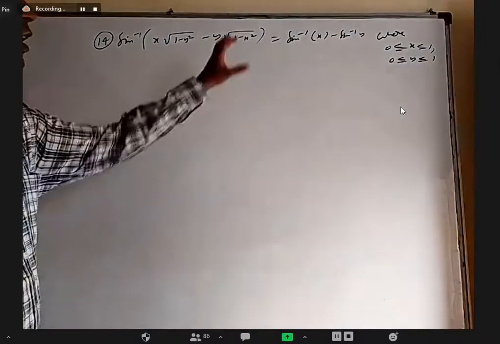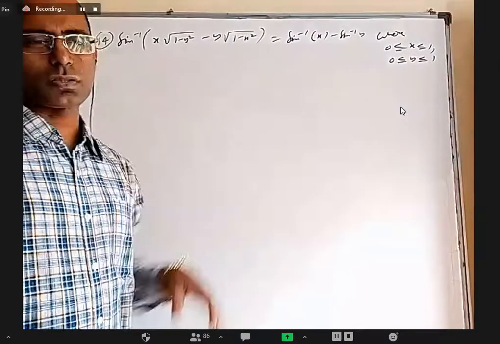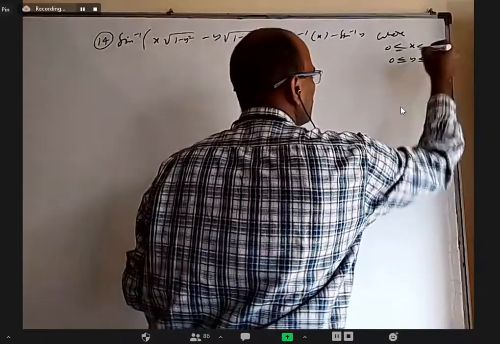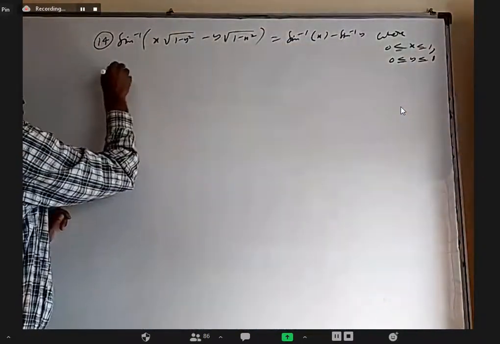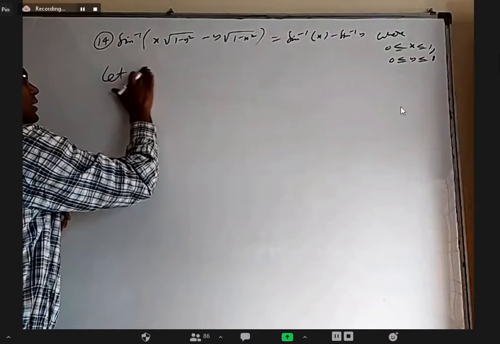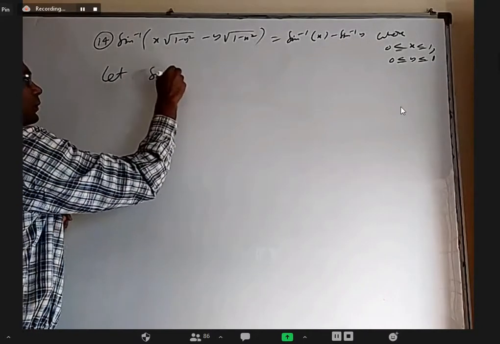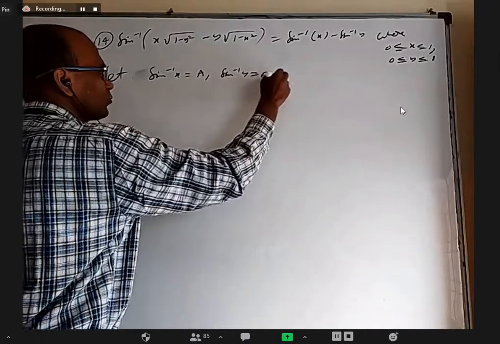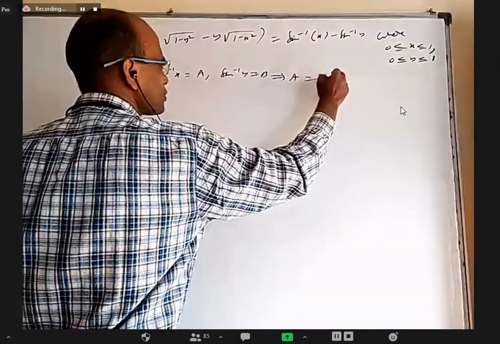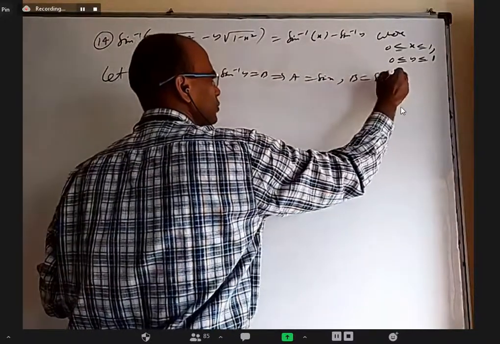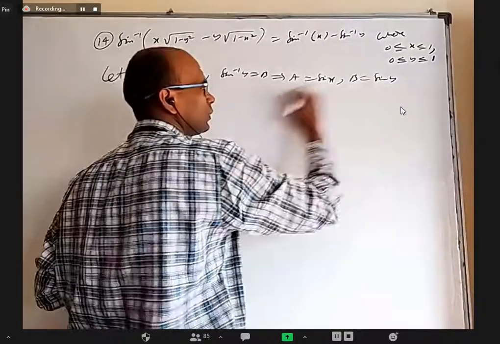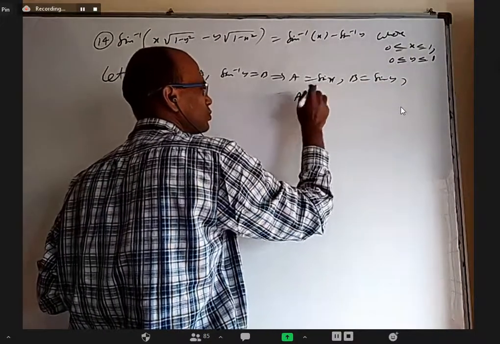This formula may be true for other x and y values also, but we want to prove it only for positive values. Now, as usual, let sine inverse x equal A and sine inverse y equal B. From that, I'll get x equal to sine A, y equal to sine B, and also A belongs to 0 to pi by 2.